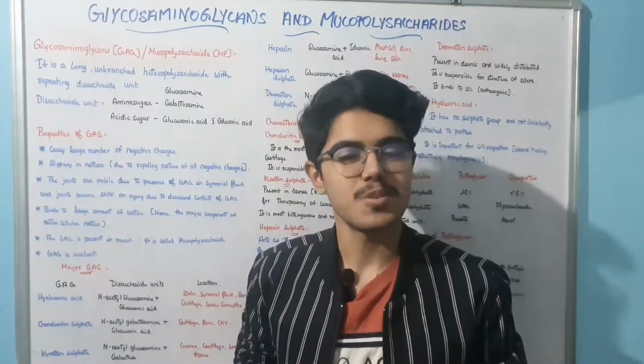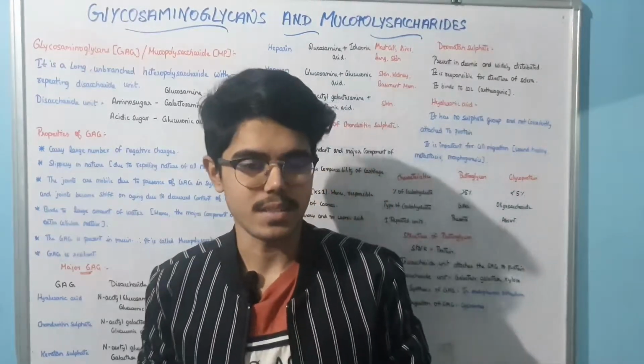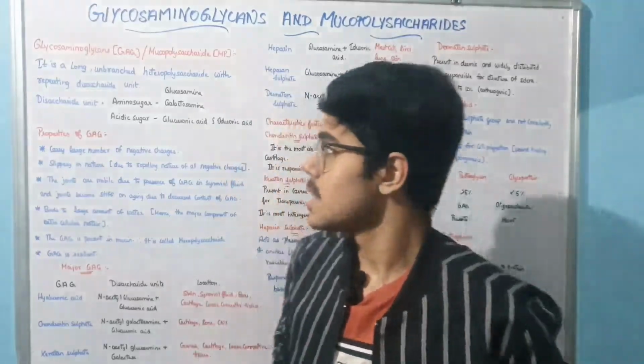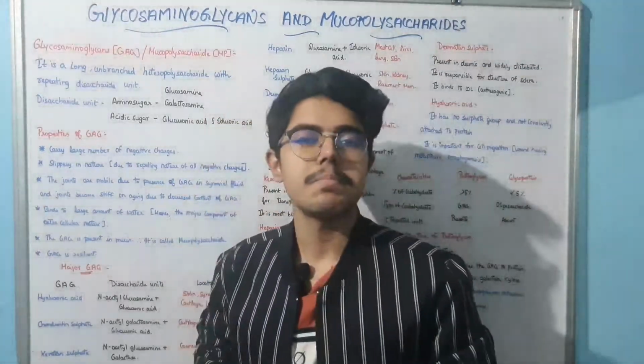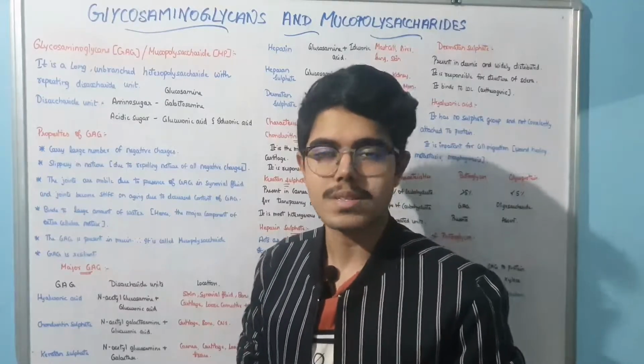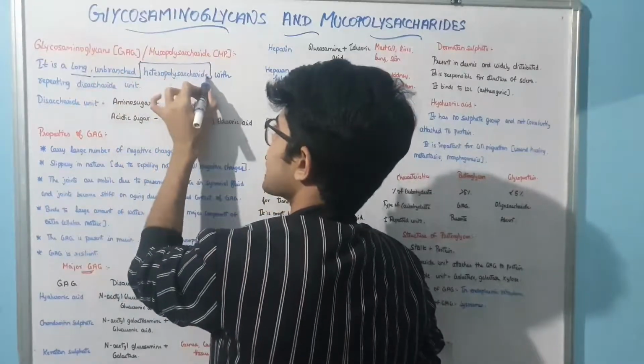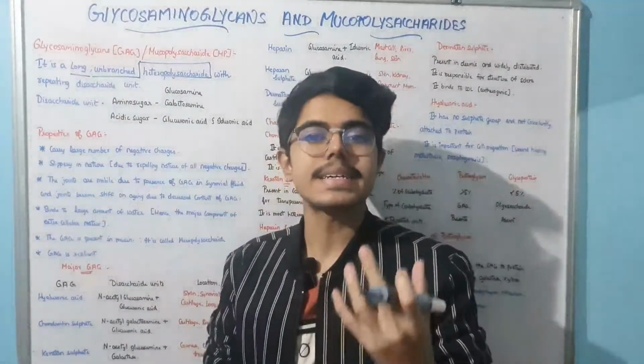Today we will be starting a new topic in biochemistry, that is glycosaminoglycans and mucopolysaccharides. Okay, so we'll just start with it. Now, if you talk about what you mean by glycosaminoglycans or mucopolysaccharides, first it is very important that it is a long unbranched heteropolysaccharide with a repeating disaccharide unit.